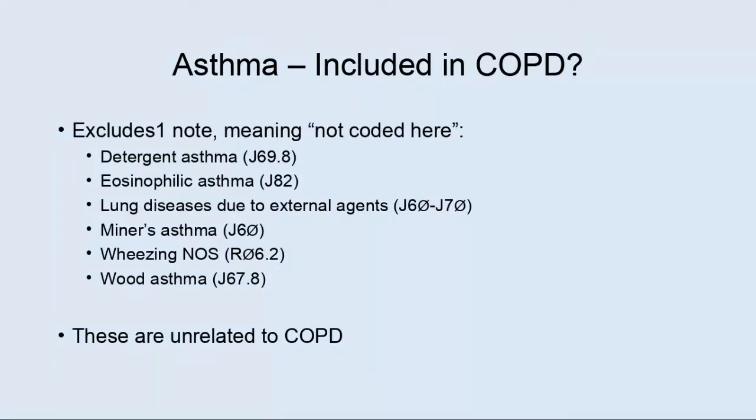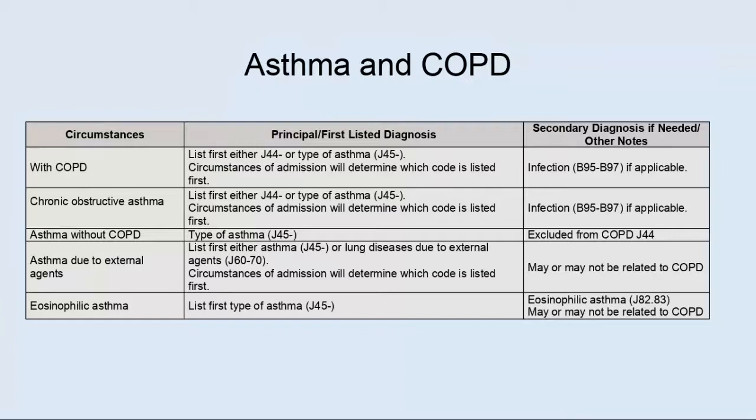So, under category J43, asthma, there is an excludes note for these conditions listed here: detergent asthma, eosinophilic asthma, etc. Could they be present with COPD? Well, maybe. In that case, you would use the appropriate code and a COPD code. So here's a summary of COPD and asthma coding. Note that there's a separate code to indicate the type of asthma. Another code may be used to indicate infection. Asthma without COPD is not coded to J44.